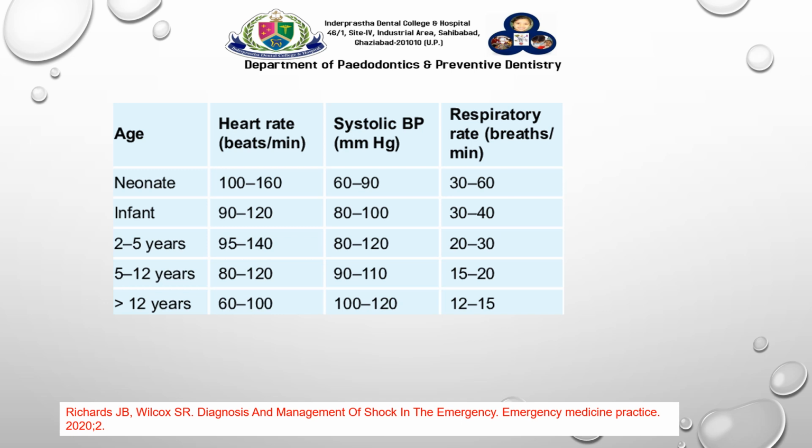The same goes with respiratory rate, as respiratory rate is also controlled by the vagus. That's why as the age increases and the vagus develops and becomes fully developed, the heart rate and the respiratory rate become normal. In a neonate, the respiratory rate is 30 to 60 breaths per minute, and when the age increases, like in a 12-year-old or more, the respiratory rate becomes normal as that of an adult, that is 12 to 15 breaths per minute.